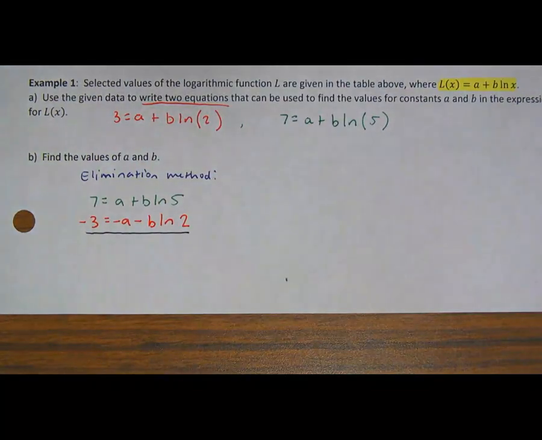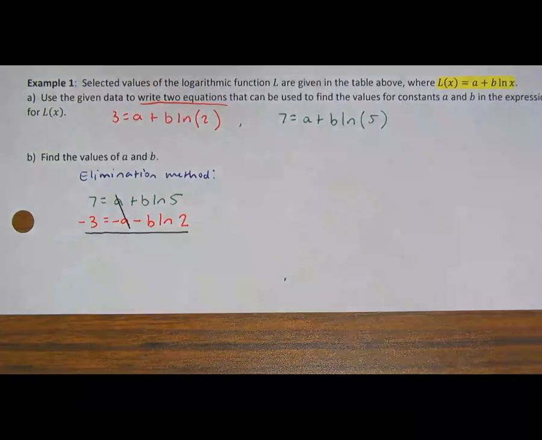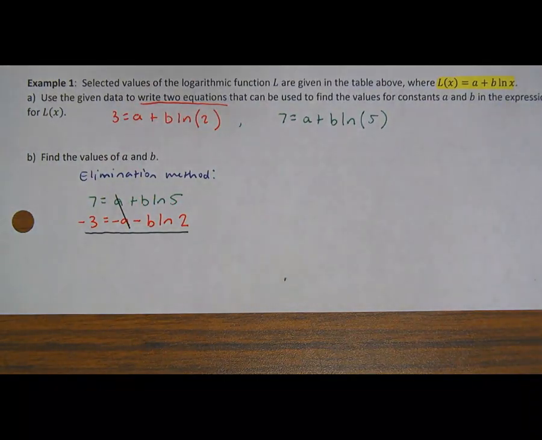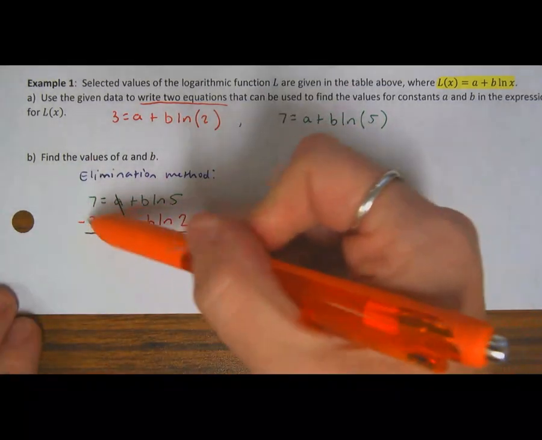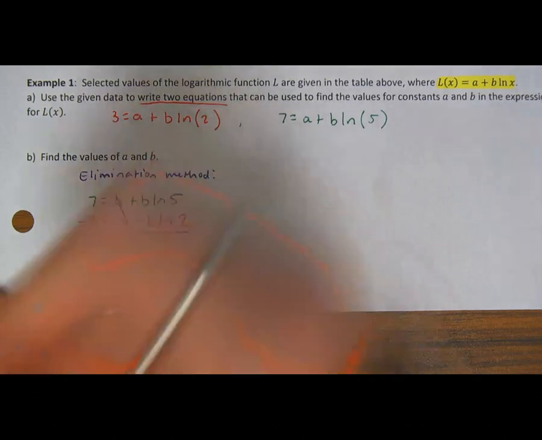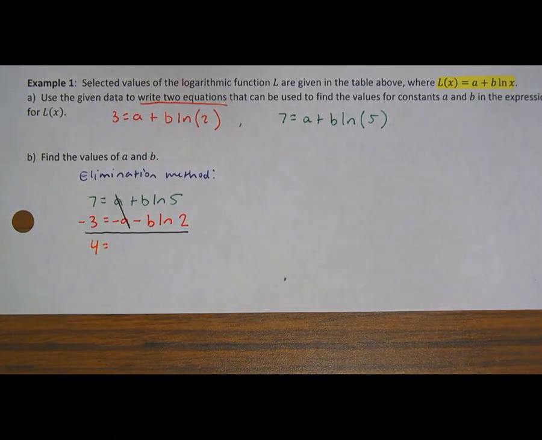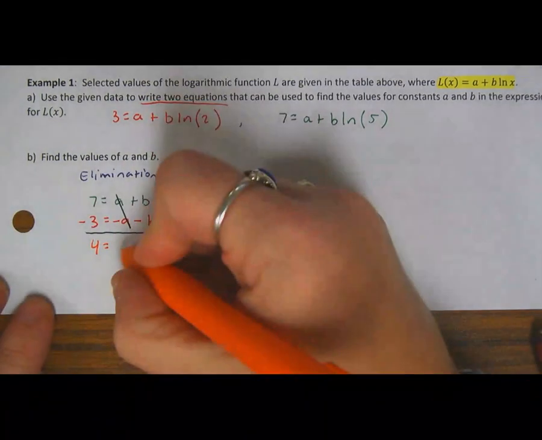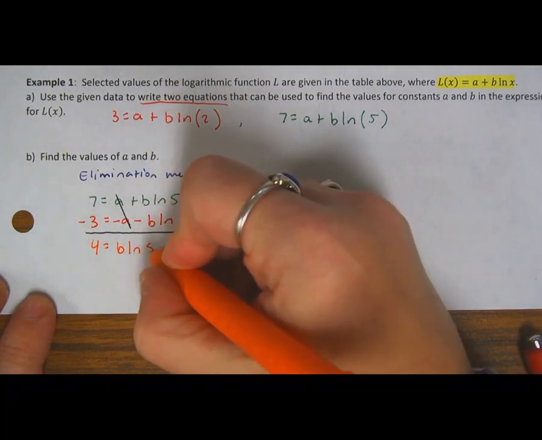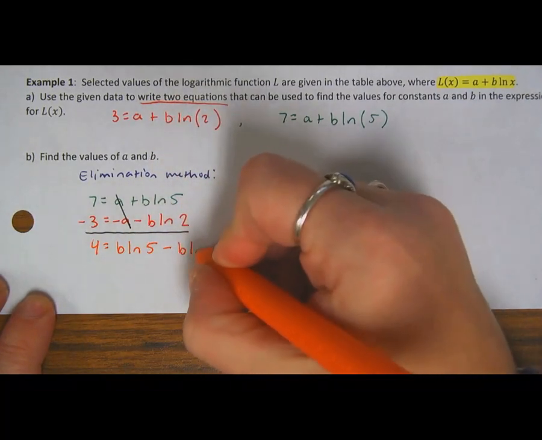What is now eliminated? What cancels out? The a's are now eliminated. So I took the red equation, I changed the sign of everything, which means mathematically I didn't change its value. I just changed the way it looks, so that the a's would cancel out. So what I have here is 7 minus 3, so that's 4, equals, and then I'm going to write this as b natural log of 5 minus b natural log of 2.